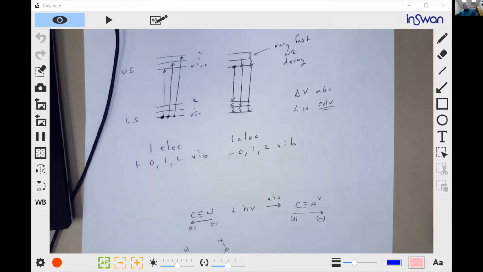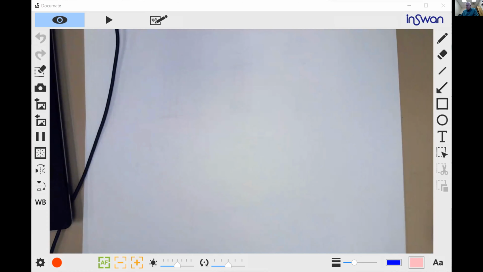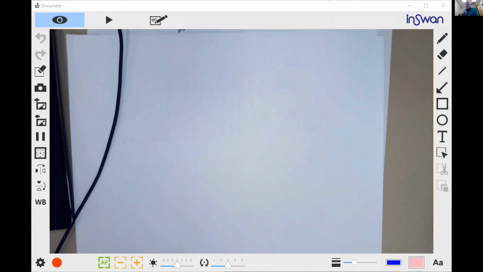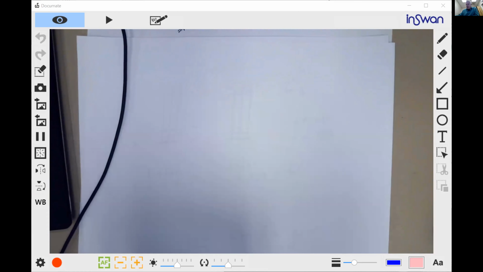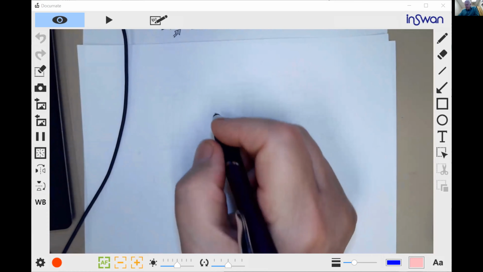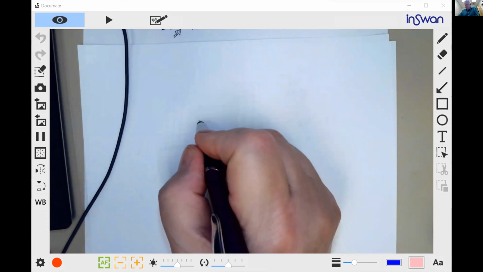Right? Now let's use our impressive and increasingly prodigious molecular intuition, our photophysical intuition. And I want you guys to tell me something really cool. So let's start here. Let's start with a molecule.